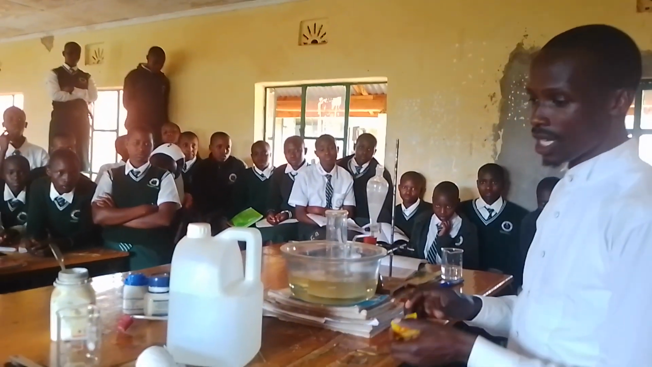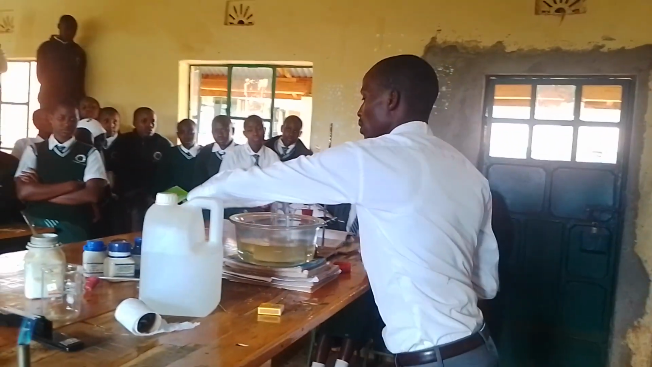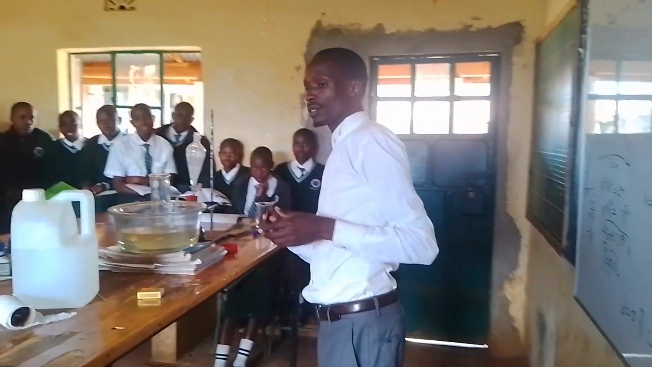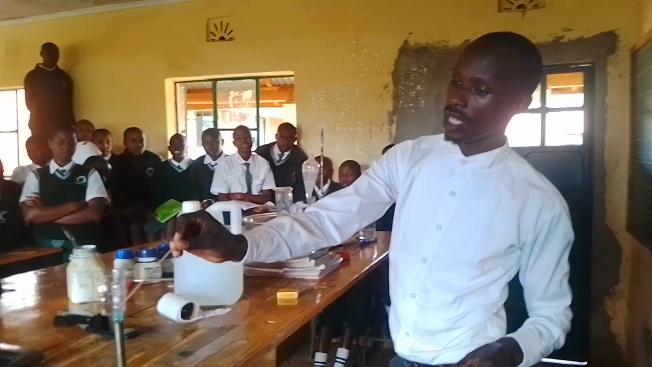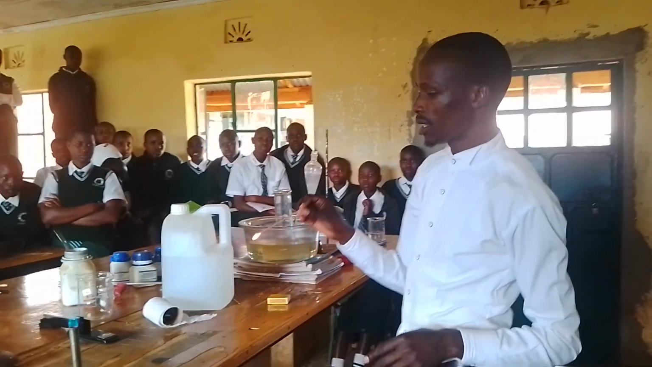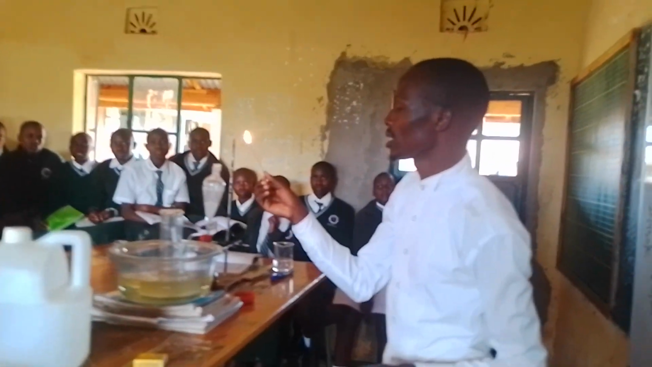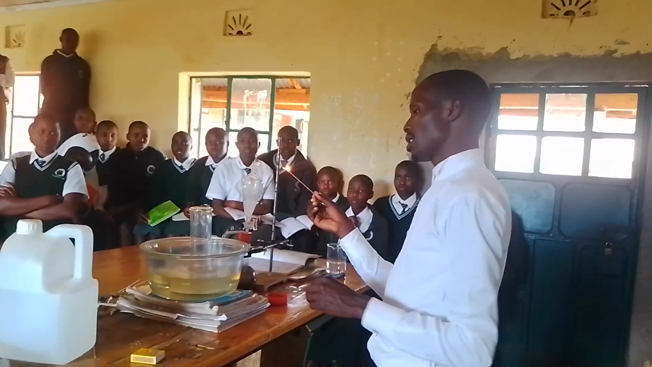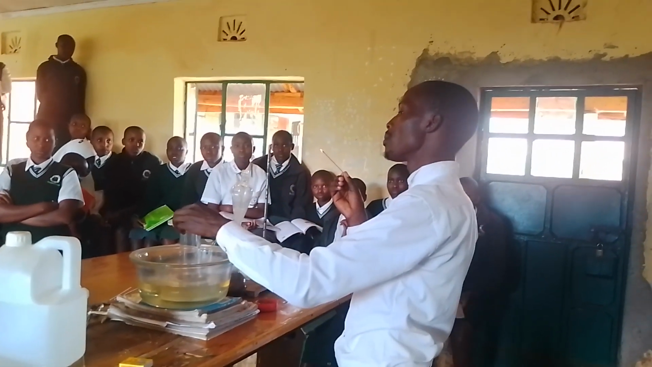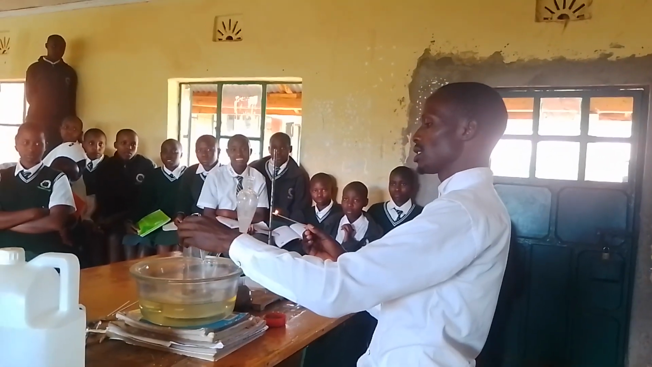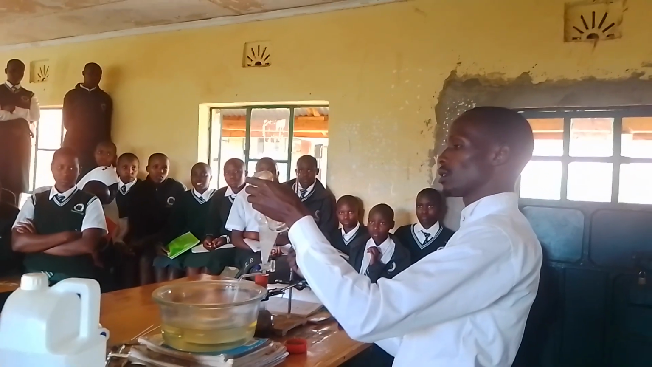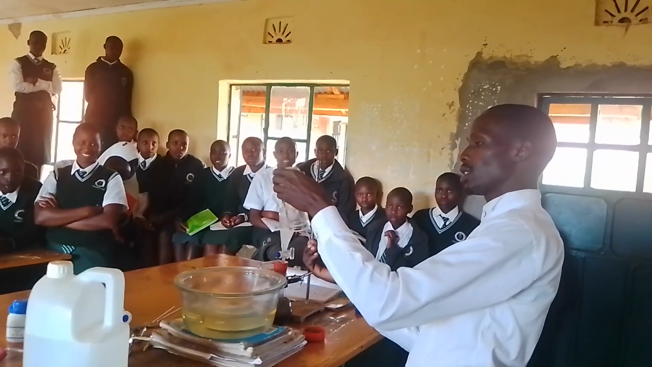Now we want to test whether oxygen has been produced. What do we use? We use a splint. This is now a burning splint. Is that okay? With the burning splint, we will put it up so that it glows. Are you seeing? Yes. What does it do? It lights. That is what it does.